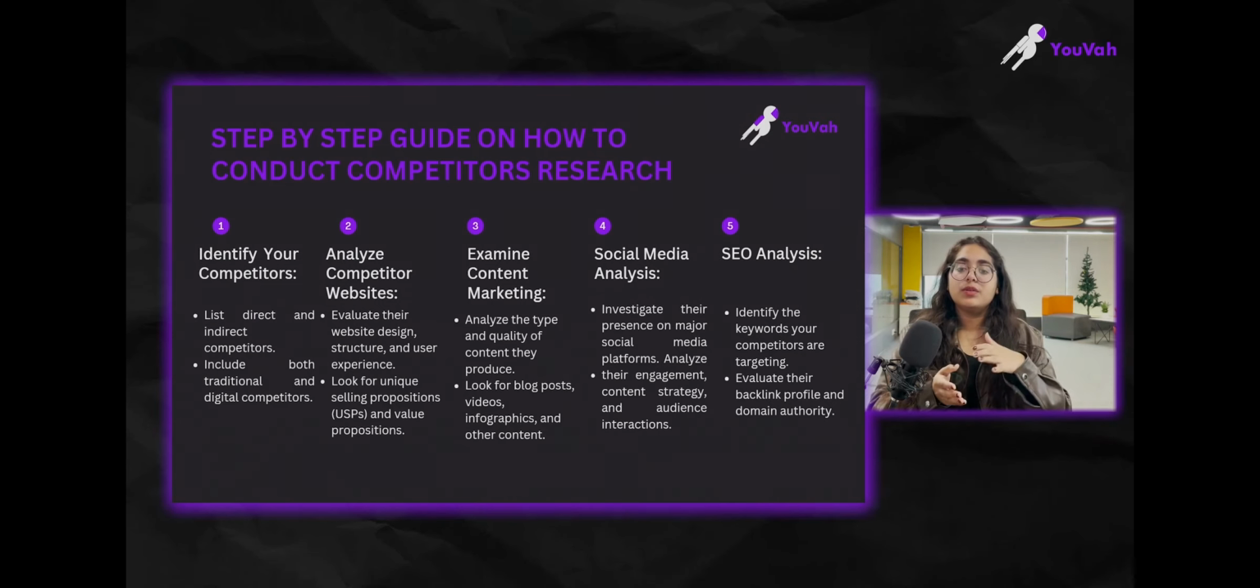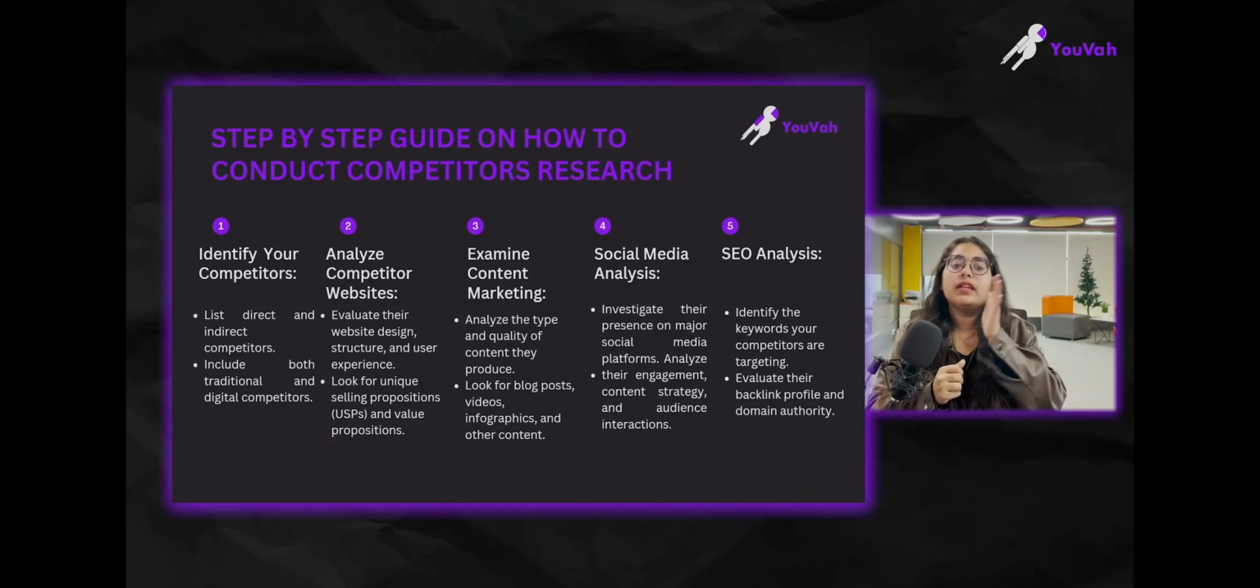Then look at social media analysis: see what kind of posts they are posting. Look at the strategies. Look at the audience interactions they are having. Look at how they're replying to a particular comment as well. And then another thing is SEO analysis. What you have to make sure of here is to identify the keywords they are targeting and what is working in their favor, and how they are actually building their backlink profiles, how they're maintaining their domain authority. All these things you have to evaluate.